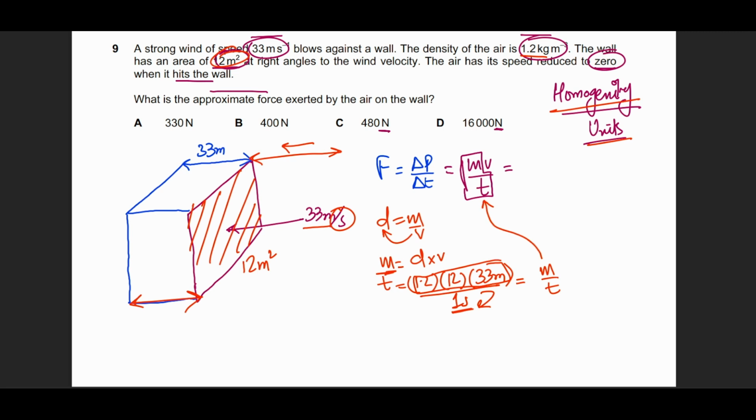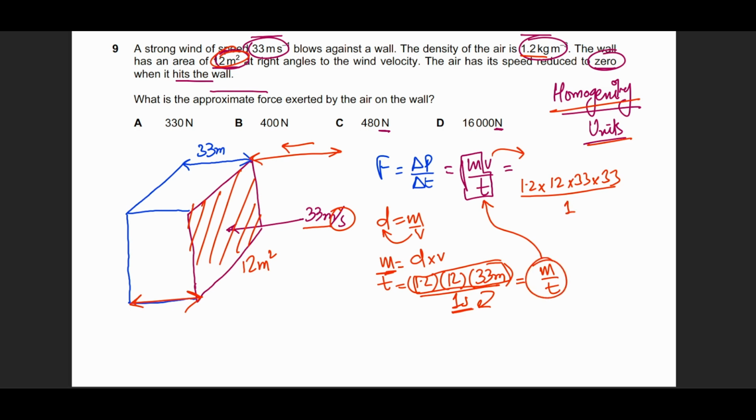So what we are left with is 1.2 multiplied by 12 multiplied by 33 multiplied by the velocity change, which is from 33 meters per second to 0, right? So this velocity is already taken care of in this situation, as we've already done that. Okay, so this will become multiplied by 33 again, divided by this 1 second, which is already a part of this equation.